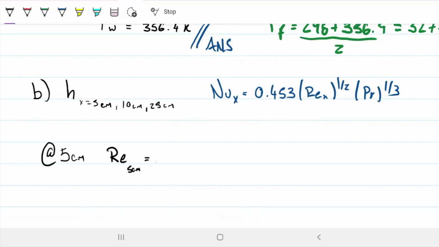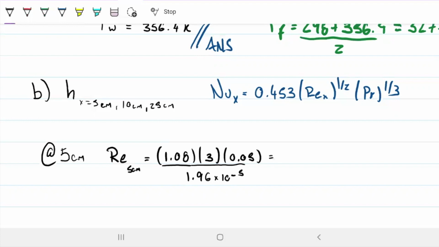Our density, obviously, is not going to change regardless of how far we are on the plate. So let's grab my properties. The velocity doesn't change either. What was the velocity? 3 meters per second. But then this guy changes, 0.05 to have it in meters. The viscosity does not change either, so 1.96 times 10 to the minus 5. So I got this Reynolds to be 8,265, which, mind you guys, is very different from the 4.1 times 10 to the 4th we had before.